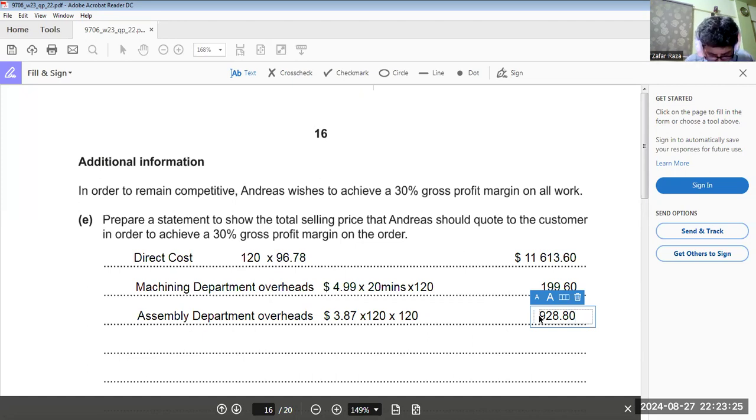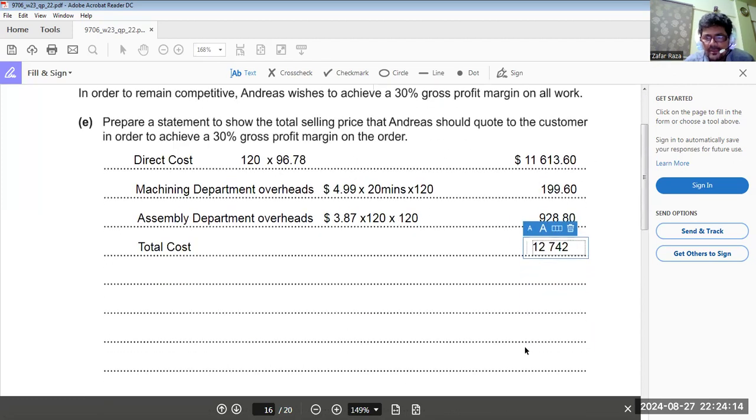Okay. Now total cost, total direct and indirect cost would be here 11,613.6 plus 199.6 plus 928.8. That is 12,742.